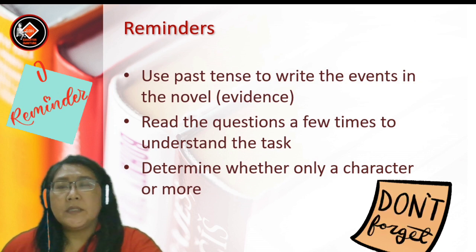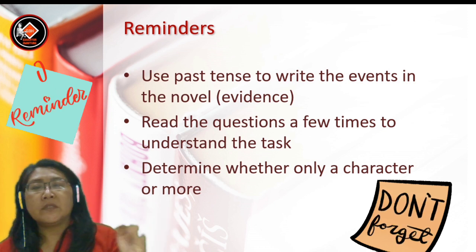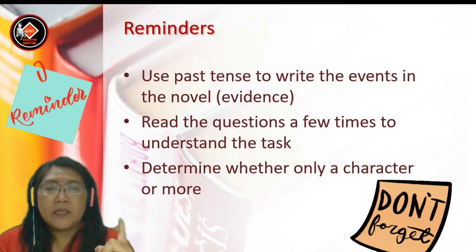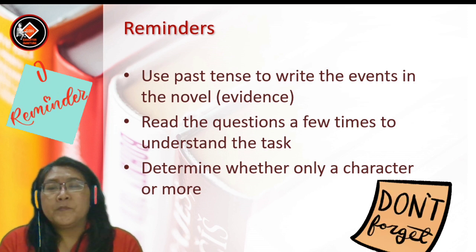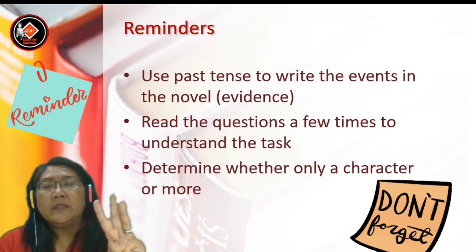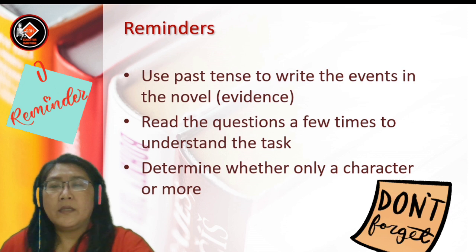Before we start writing, remember there are a few reminders here. First of all, remember that you have to use past tense to write the events in the novel. Number 2, you have to read the questions a few times to understand the task. Number 3, determine whether only one character or more can be written. Sometimes you can also check whether they are asking for an event or more than one event. Writing in past tense will make your answer easier because you do not need to remember the present tense, where it changes with subject and verb agreement.